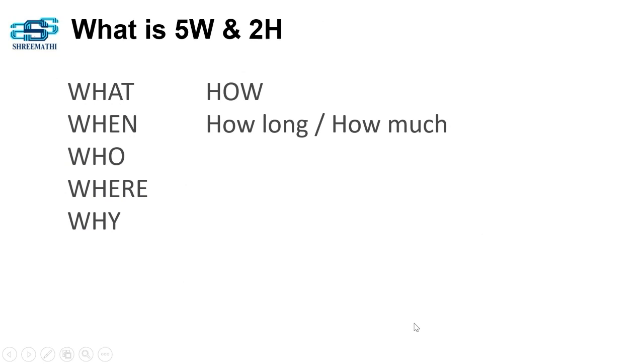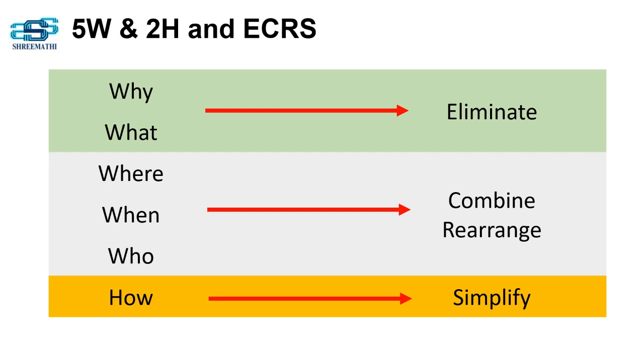So, what is 5W2H? What, when, who, where, why, how long, and how much. So, how long is related to time and how much is related to cost, as we all know. 5W2H and ECRS can combinedly work together as an effective tool in terms of process analysis when we start from scratch. This is a basic, very simple and easy tool that we can use for process analysis.